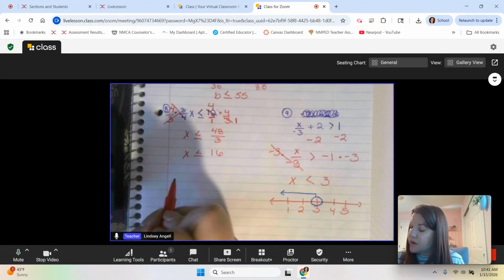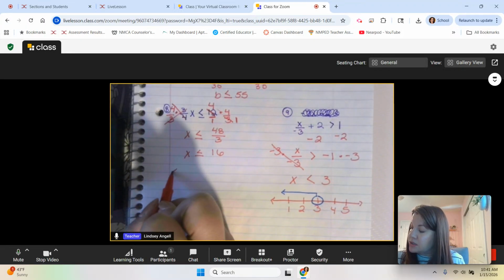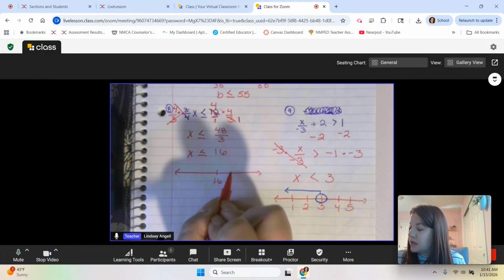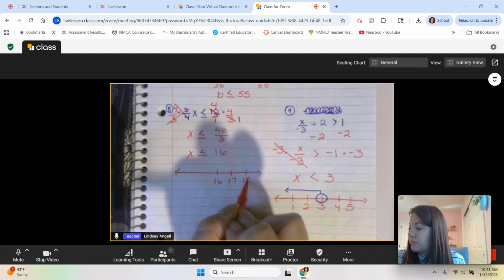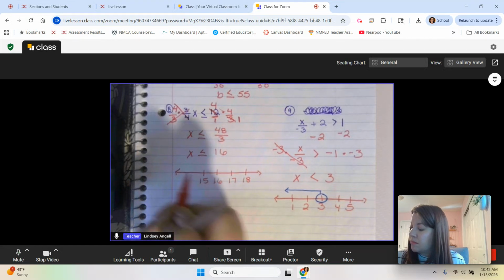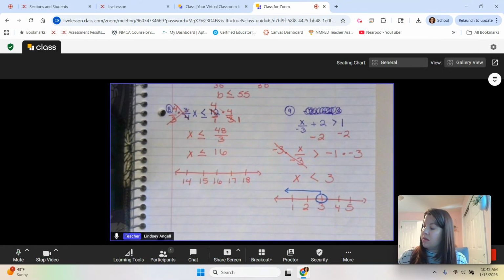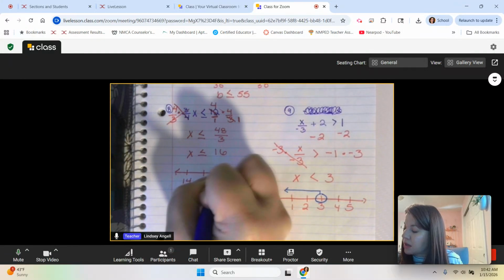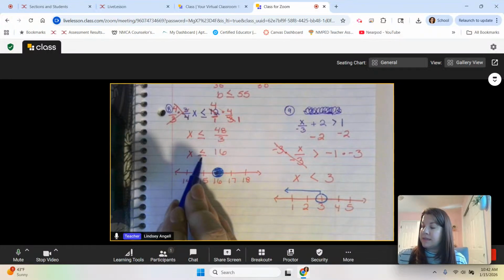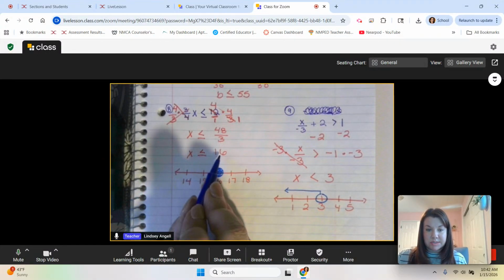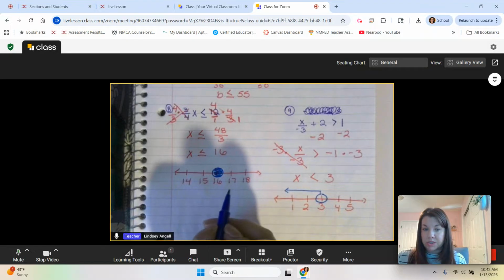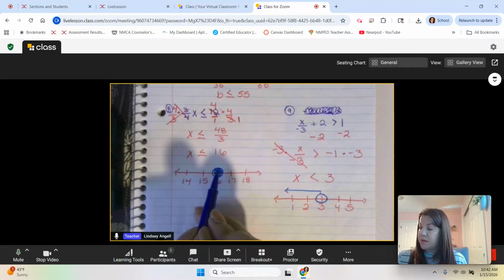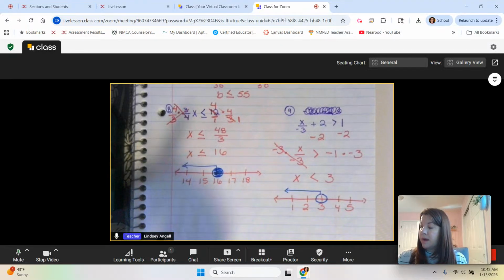Even with this one over here, x is less than or equal to 16. Well, we got 16 in the middle. I'm going to circle 16, but this time I am going to color it in because it's less than or equal to, so 16 is part of my solution set. And then again, the arrow looks like this side of the number line, so that's where my arrow is going to head.